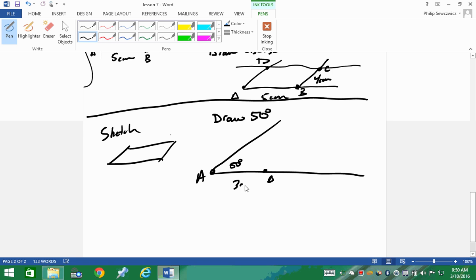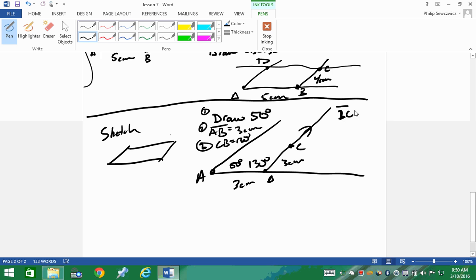All right. Now, we do know that if this is a 50-degree angle, it's got to add up to 180, which means this particular angle needs to be 130 degrees. So the first thing I did here was I drew my 50 degrees. The second thing is I drew in my line segment AB was 3 centimeters. The third thing I did was I drew my angle B 130 degrees. All right. We do know this time that BC is 3 centimeters. So I'm going to measure that out there. I'm going to draw in BC equals 3. That is your fourth step.